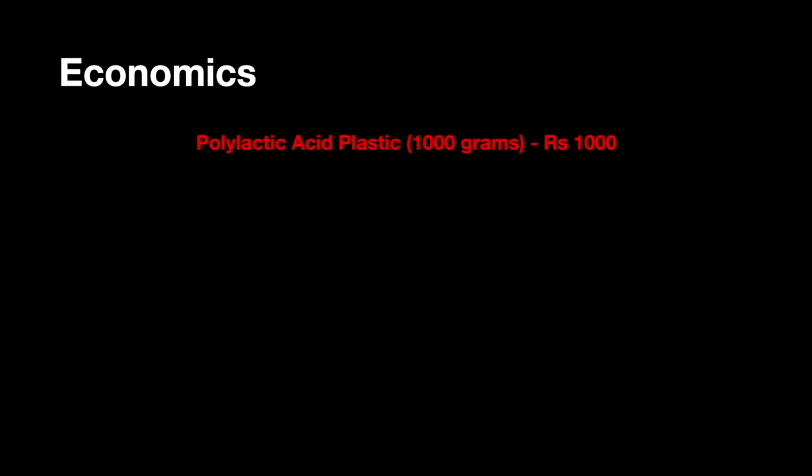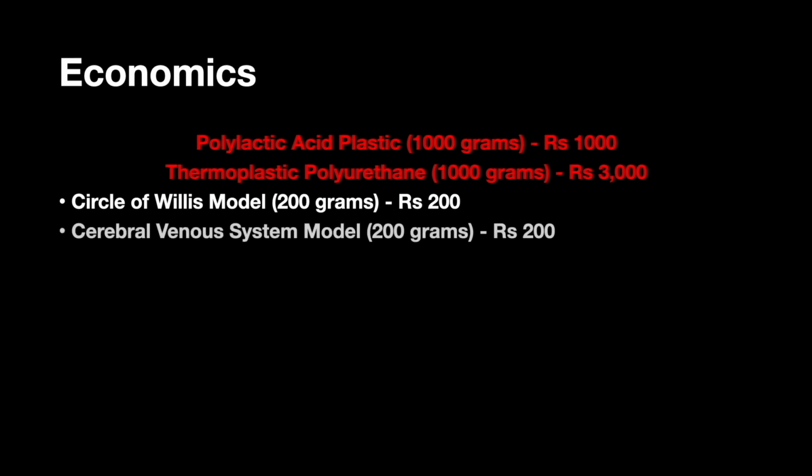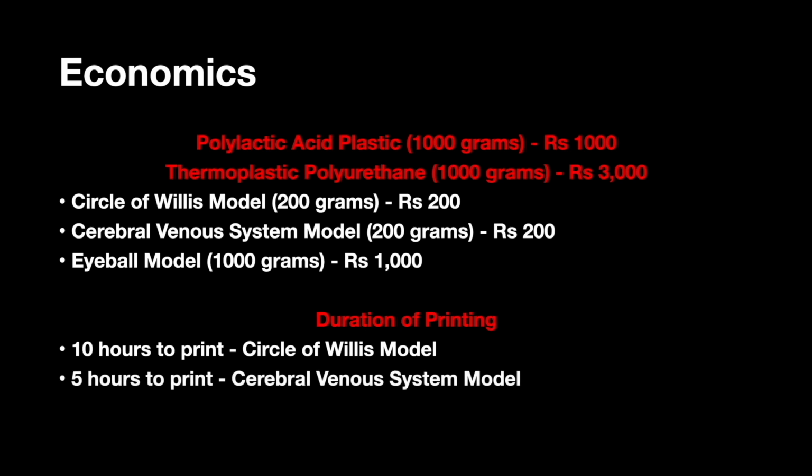Economics. Polylactic acid plastic costs ₹1,000. Thermoplastic polyurethane costs ₹3,000. The circle of Willis model cost ₹200 to print. The cerebral venous system model cost ₹200 to print. And the eyeball model cost ₹1,000 to print. Duration of printing. It took 10 hours to print the circle of Willis model, 5 hours to print the cerebral venous system model, and 30 hours to print the eyeball model.